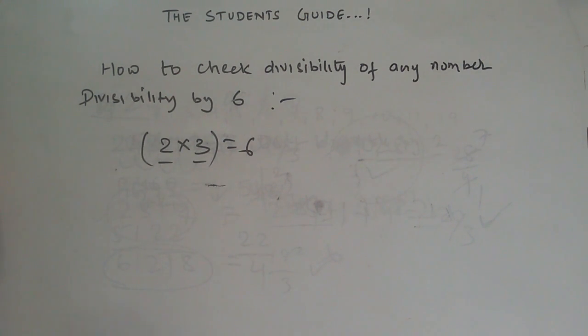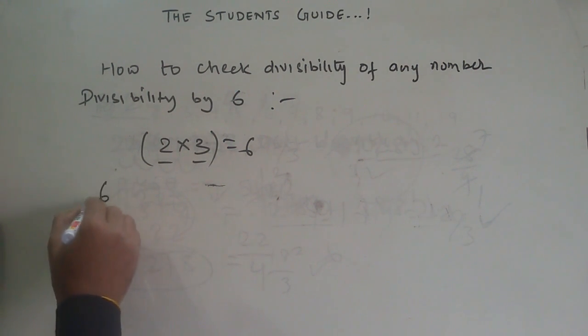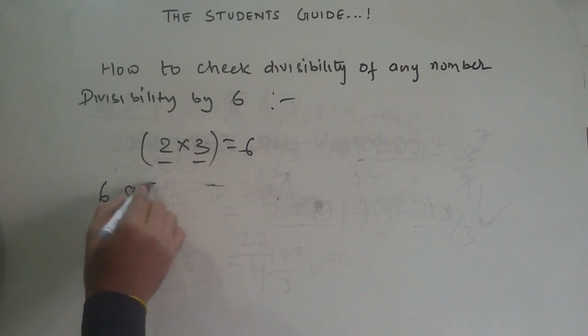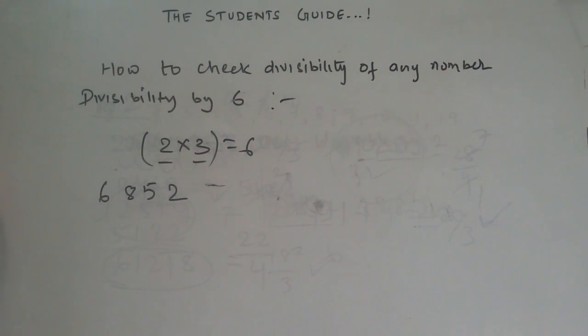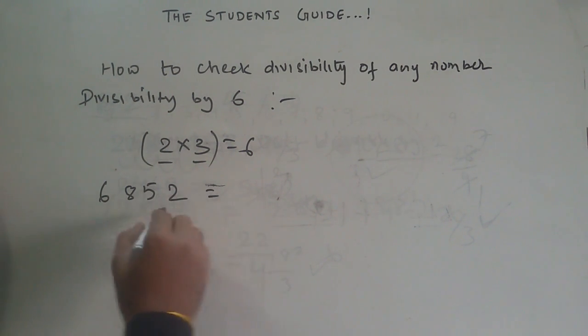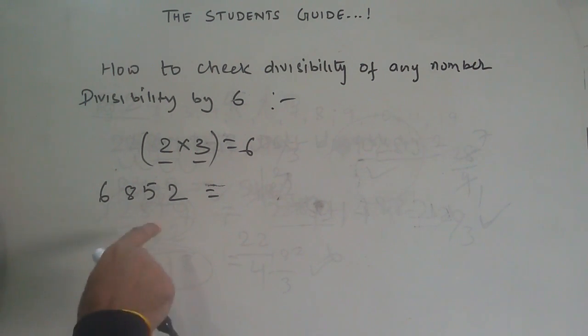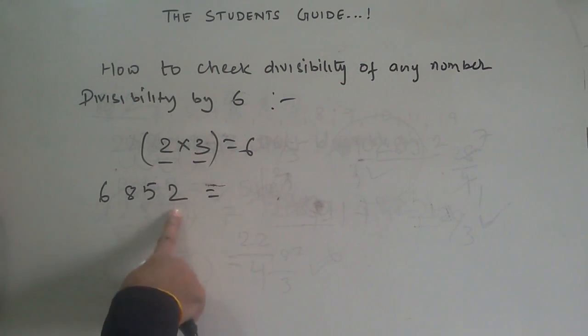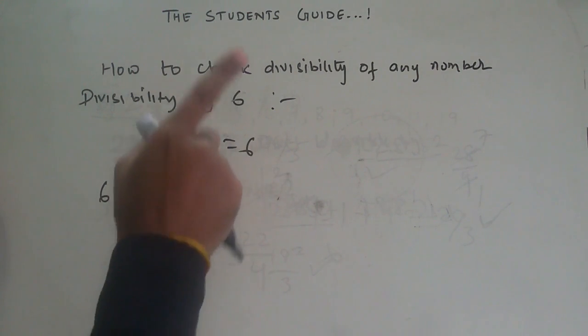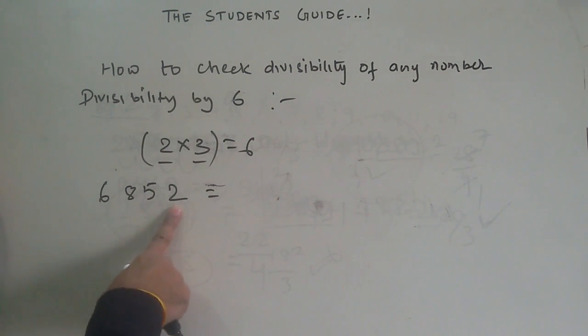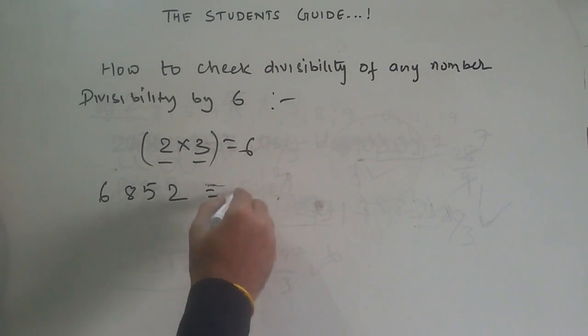Okay, let's take an example. Suppose we are given the number 6852. Let's see if this number is divisible by 6 or not. We will first check if this number is divisible by 2. We know how to check that: we check the last digit of the number, which should be 0, 2, 4, 6 or 8. In this case we have 2, so this number is divisible by 2.